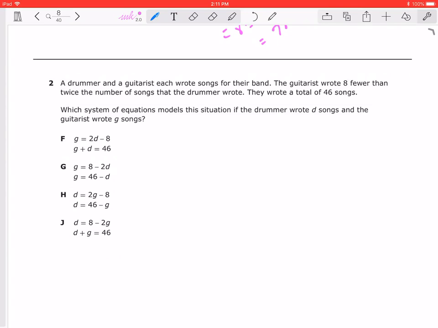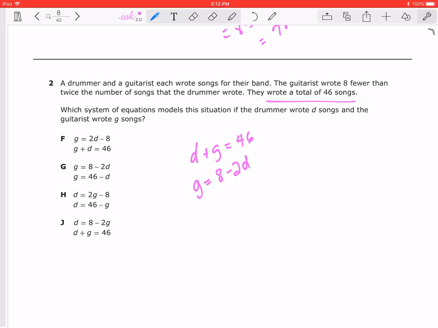Number 2. It says a drummer and a guitarist each wrote songs for the band. The guitarist wrote 8 fewer than twice the number of songs that the drummer wrote. The total number of songs is 46. So we know that the drummer plus guitarist is equal to 46. Okay? And we know that the guitarist, so G, is equal to 8 fewer, minus, than twice the number of songs that the drummer wrote.